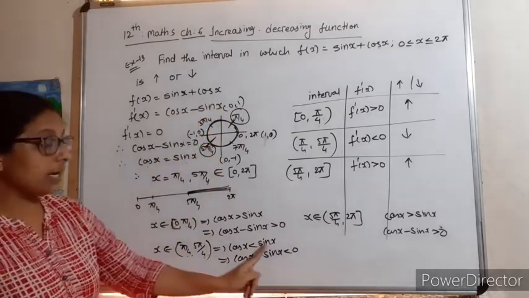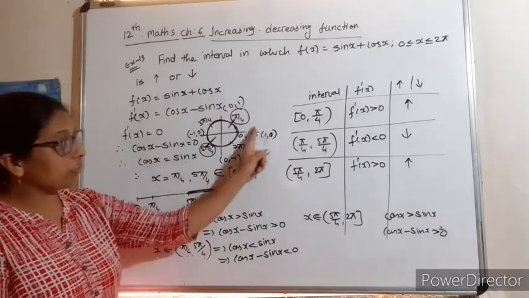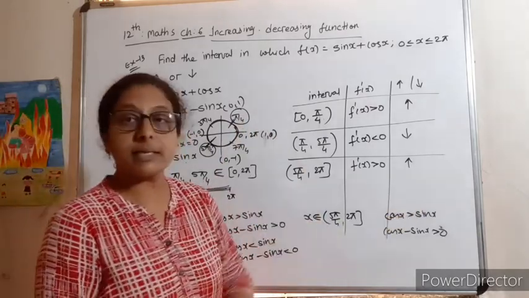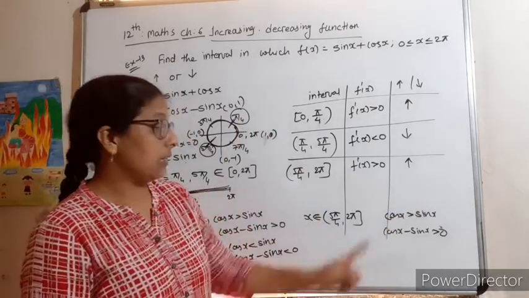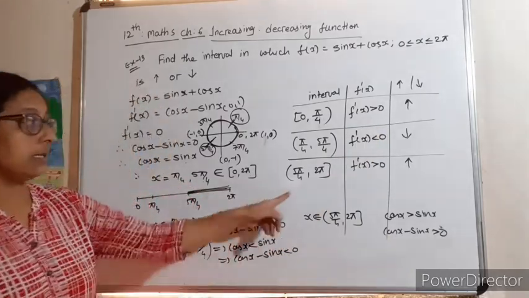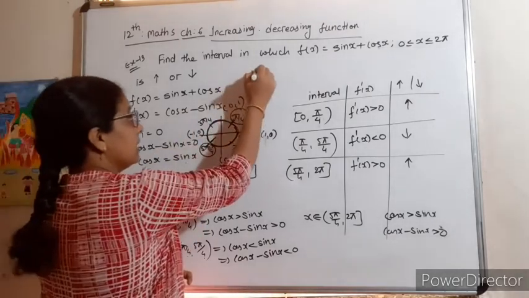So cos is less than sin, so f dash x is less than 0. Again from 5π/4 to 2π, cos is increasing, therefore cos x is greater than sin x. You understand that? And therefore f dash x is positive. So f is increasing in this interval. Also you can write the answer here in this way.